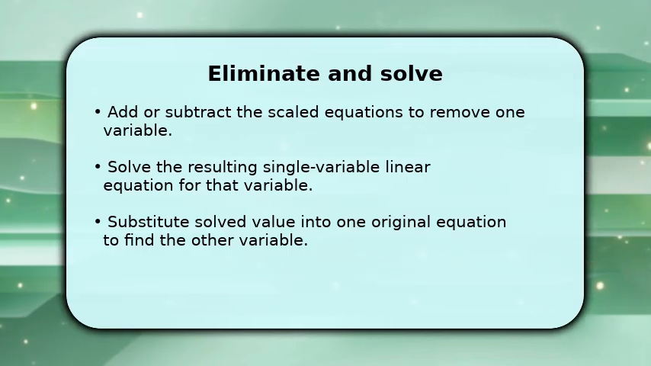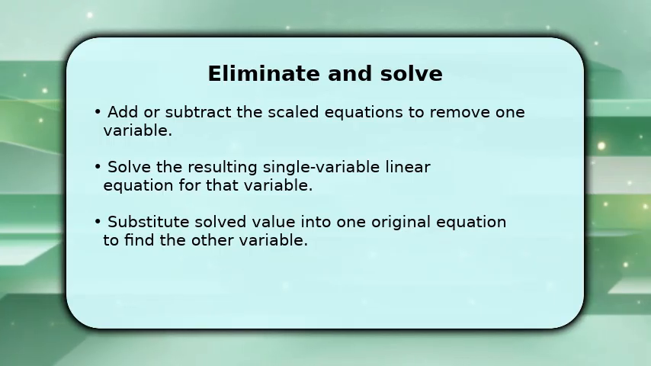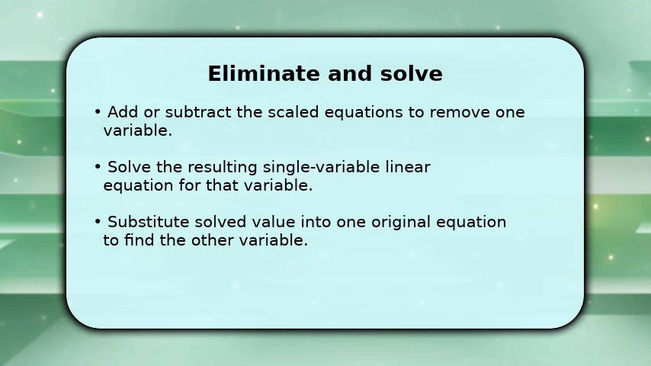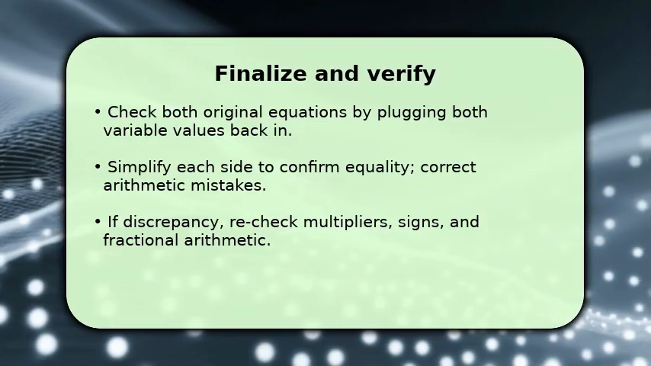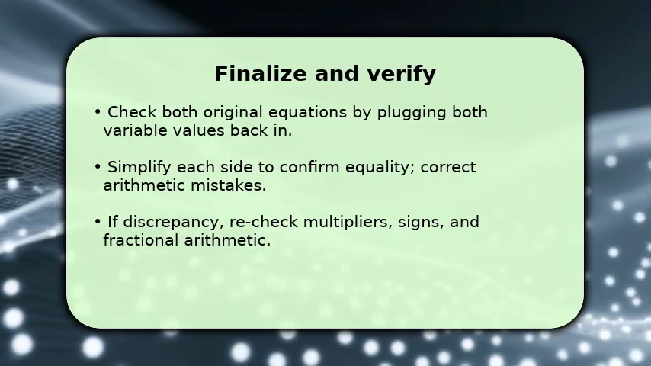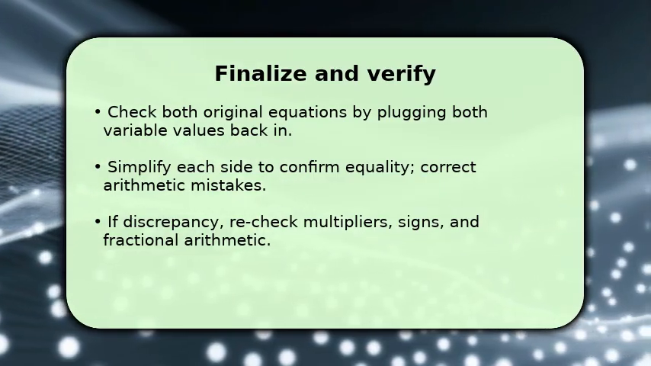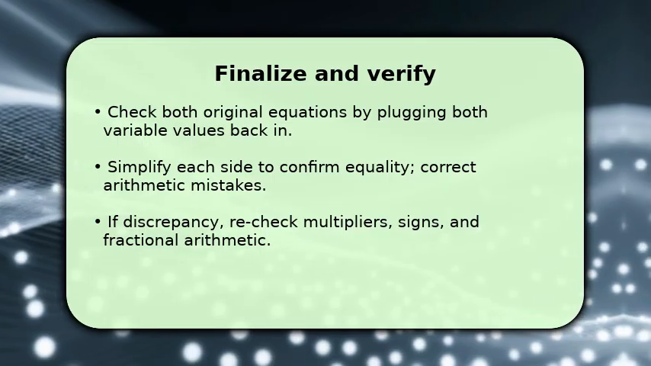Once you have that variable, substitute it back into one of the original equations to compute the remaining variable and simplify. Throughout, monitor arithmetic so fractions and signs stay correct. Finish by verifying. Plug both values into each original equation to confirm both sides match. If both checks pass, you have the correct solution pair.